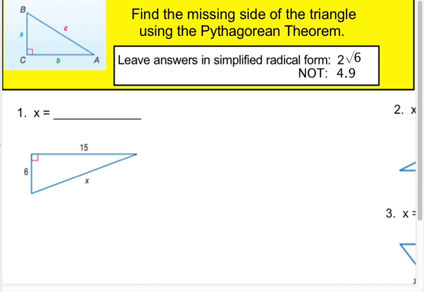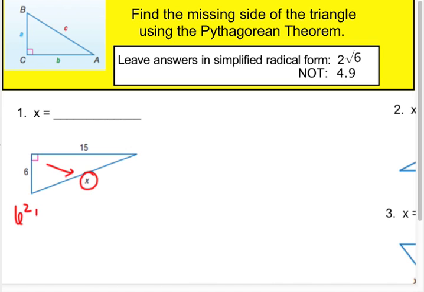So we're going to find the missing side of the triangle using the Pythagorean theorem, and we're going to leave our answers in simplified radical form. So leave it as 2 square root of 6, not 4.9. If I look at example 1, I have a side length of 6, a side length of 15, and a side length of x. Well, I need to know which one is my c value, or my hypotenuse. The one across from the right angle is my hypotenuse, so that is x.